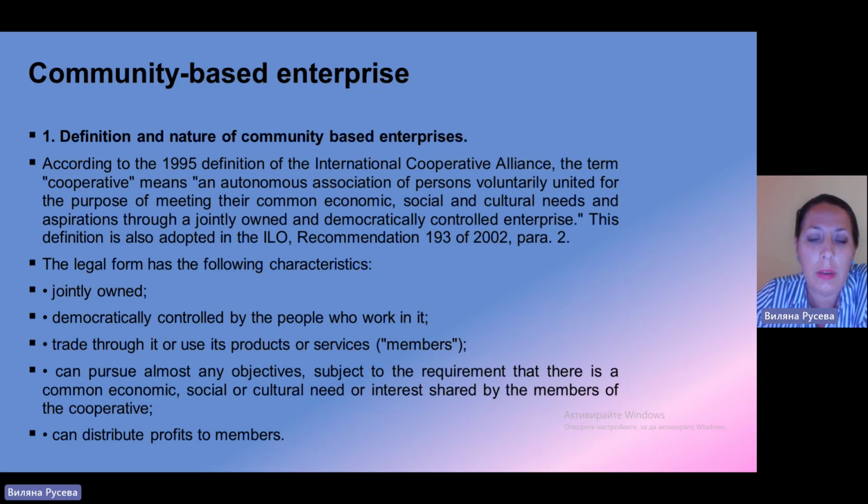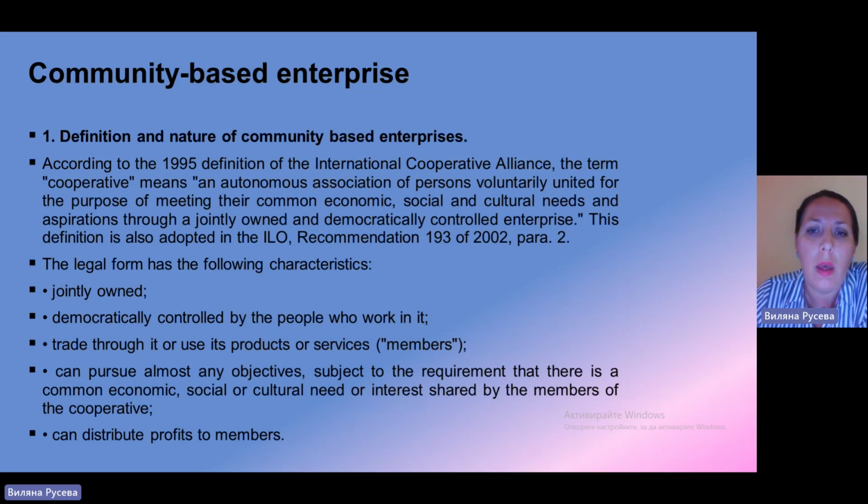According to the 1995 definition of the International Cooperative Alliance, the term cooperative means an autonomous association of persons voluntarily united for the purpose of meeting their common economic, social, and cultural needs and aspirations through a jointly owned and democratically controlled enterprise. This definition is also adopted in the ILO Recommendation 193 of 2000.